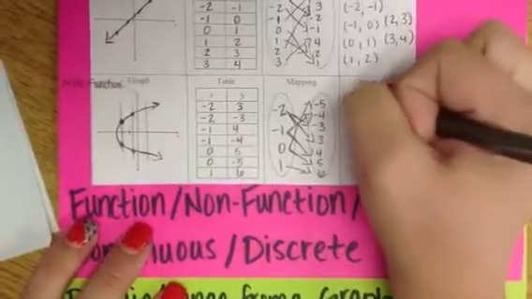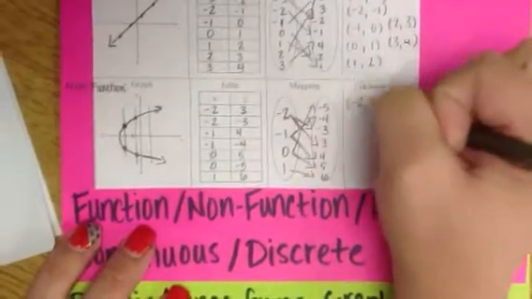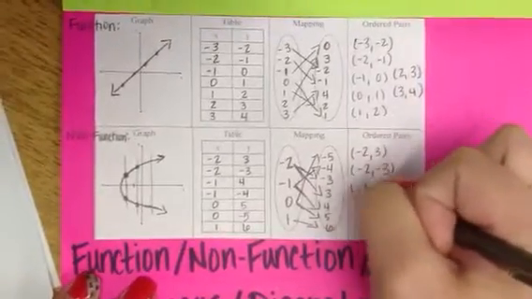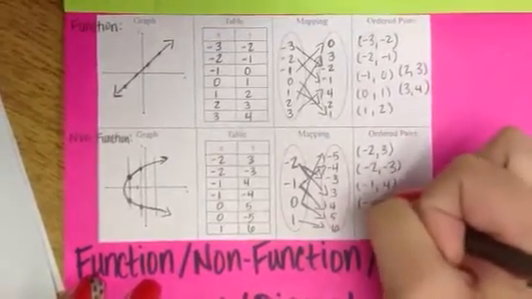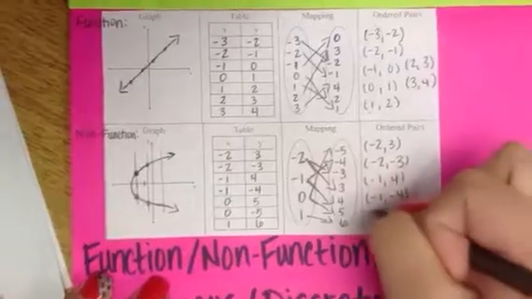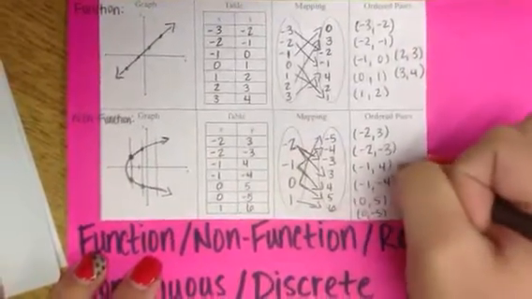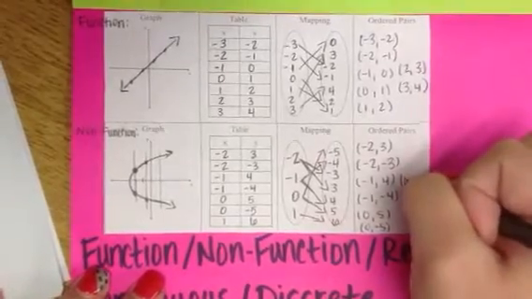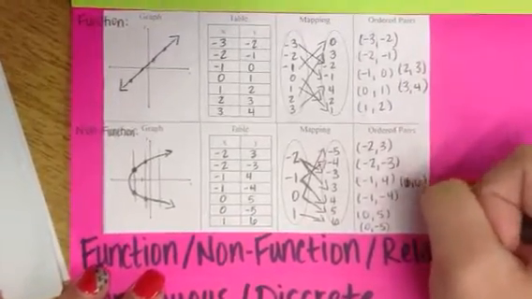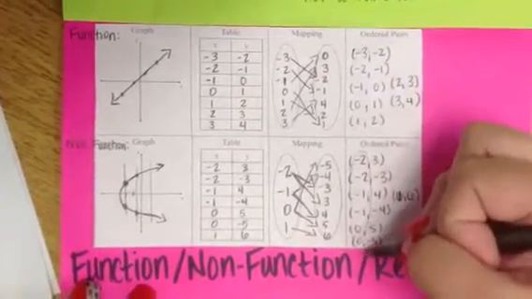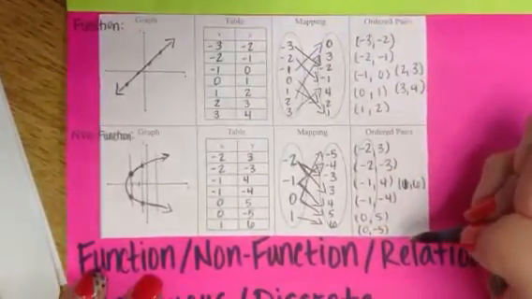And if you wrote out your ordered pairs, negative 2, 3, negative 2, negative 3, negative 1, 4, negative 1, negative 4, 0, 5, 0, negative 5, and 1, 6, you would also notice your x's repeat. Therefore, it is not a function.